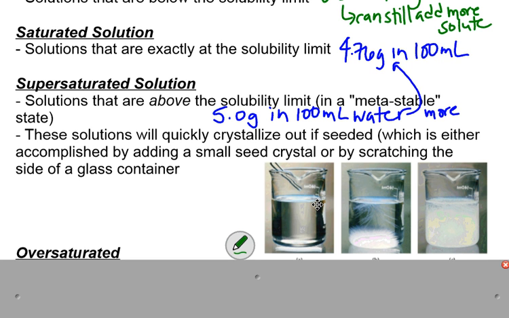This is a supersaturated solution, and it looks like a regular solution, but if you seed it, so if I drop one more little crystal in, you can see all these crystals start to form, and the whole thing will eventually become one sort of solid mass. So that's what a supersaturated solution is.